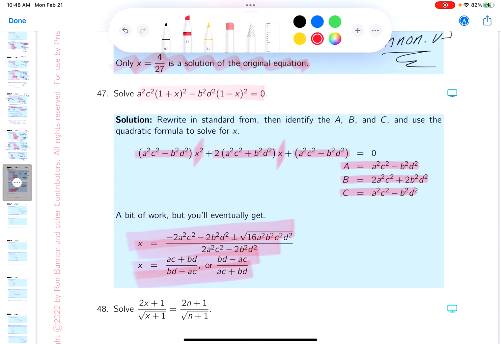Now someone says, I wonder, could I have done that without doing the quadratic formula? And I want to point out, yes, of course you could. Let me write this down for you. I'm going to say AC minus BD. This is tough, though. I know that. AC plus BD.